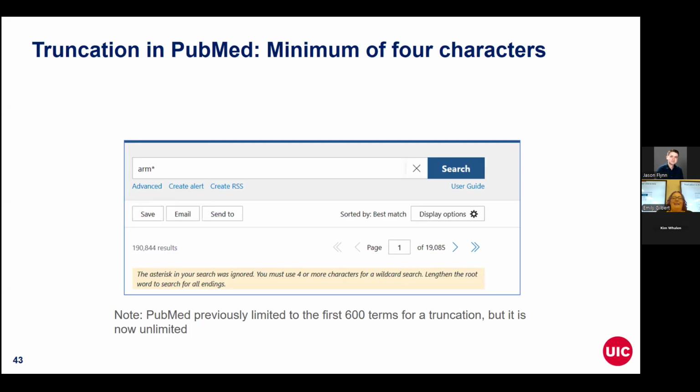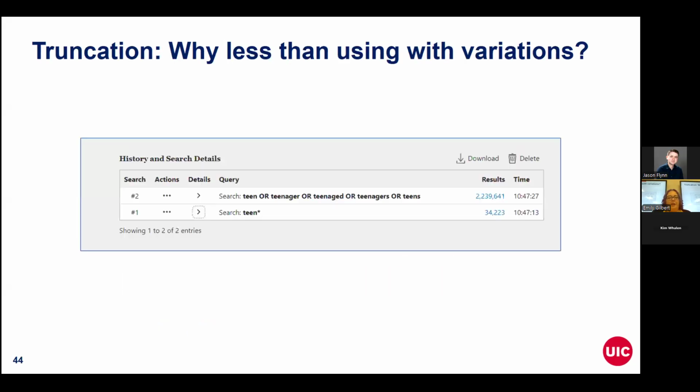But yeah, this is also a very iterative function. I would recommend trying it out and seeing if your truncation looks like it's actually helping. If it's bringing in too many things that are not useful, then you might need to pivot. So also a very iterative function. When you do truncation, you are still getting less than when you use all of the variations of teen or teenager or teenaged or teens.